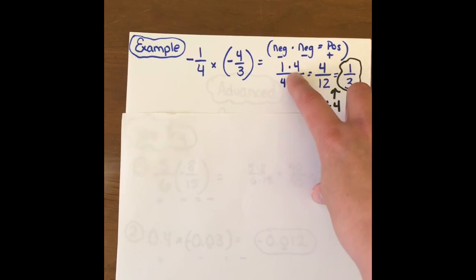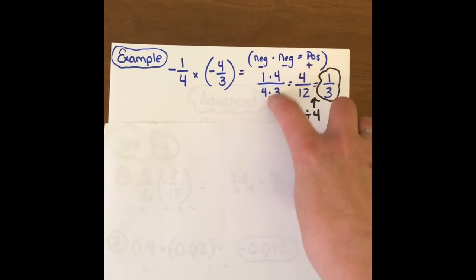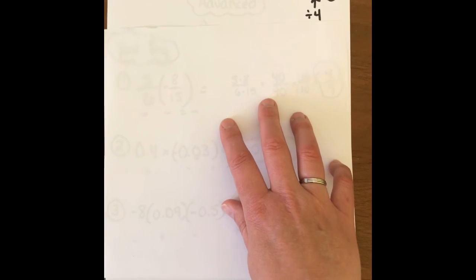In this case right here, you could have cross canceled with your 4s and made them each 1, which would give you 1 times 1 and 1 times 3, which would get you to the answer quicker. Let's see, you try now.